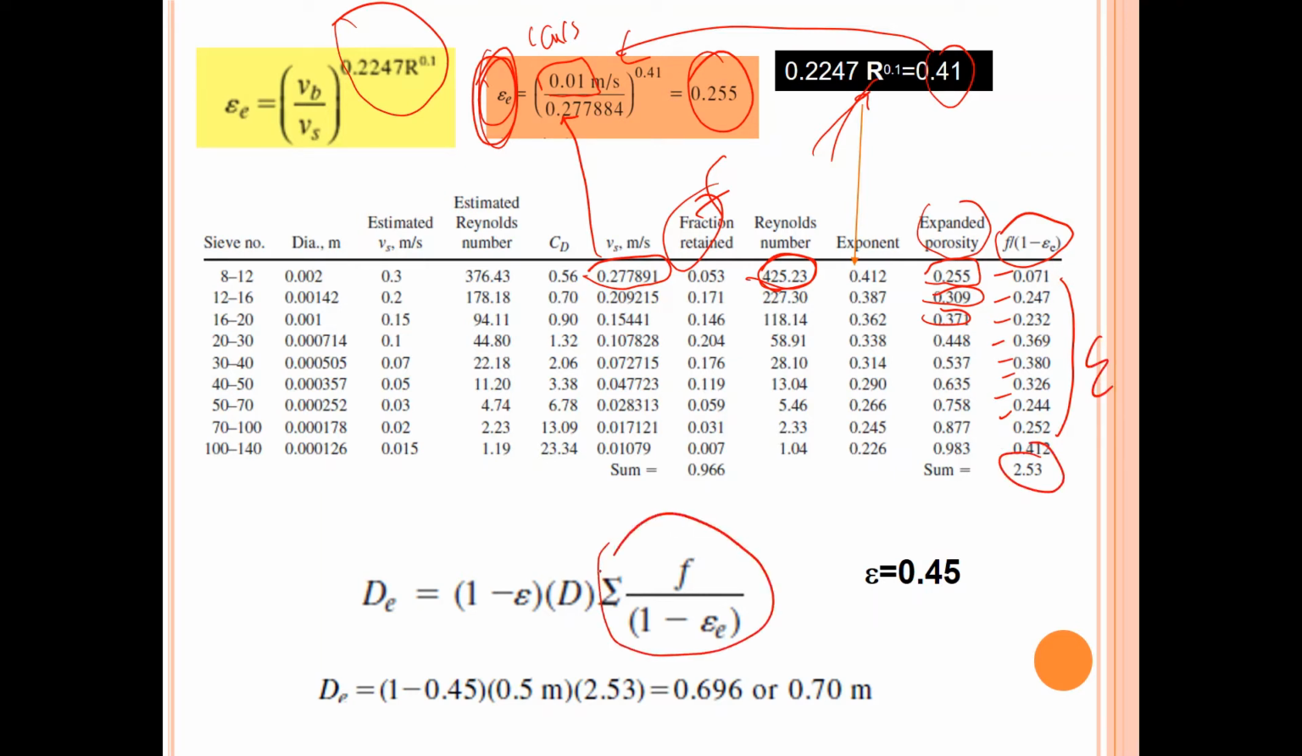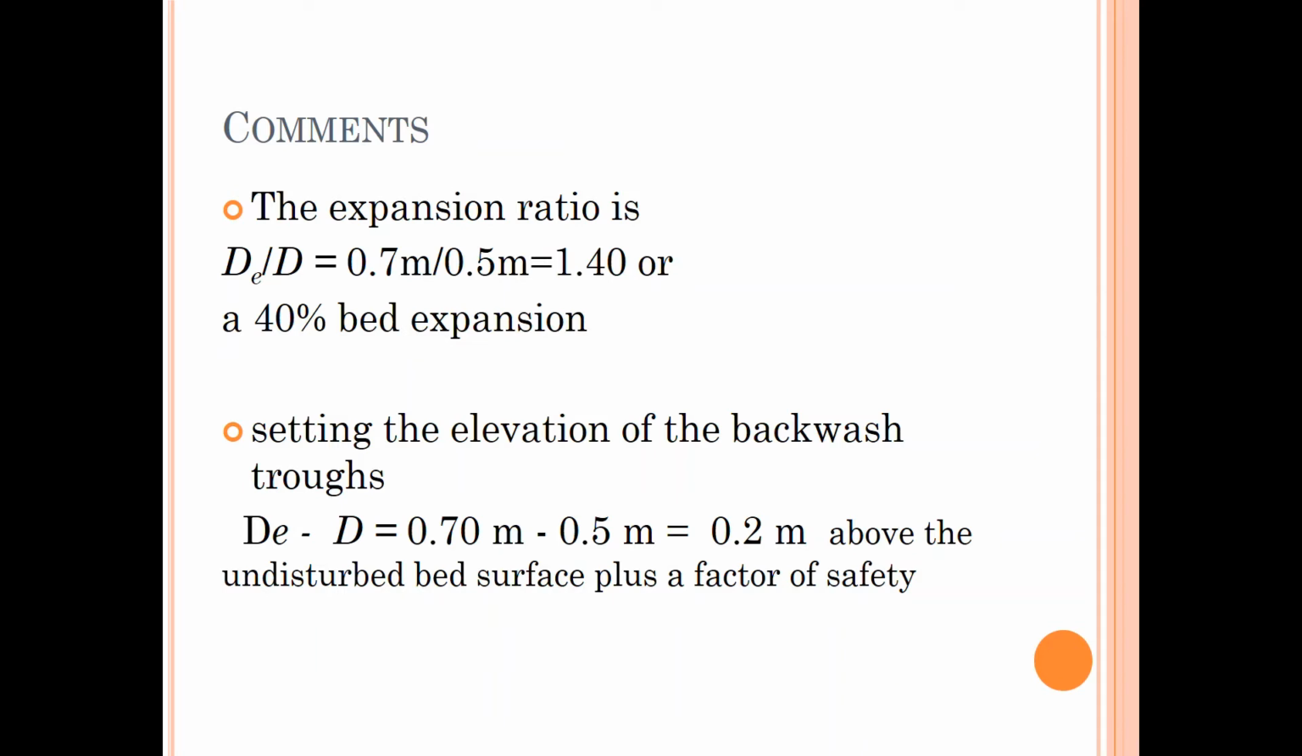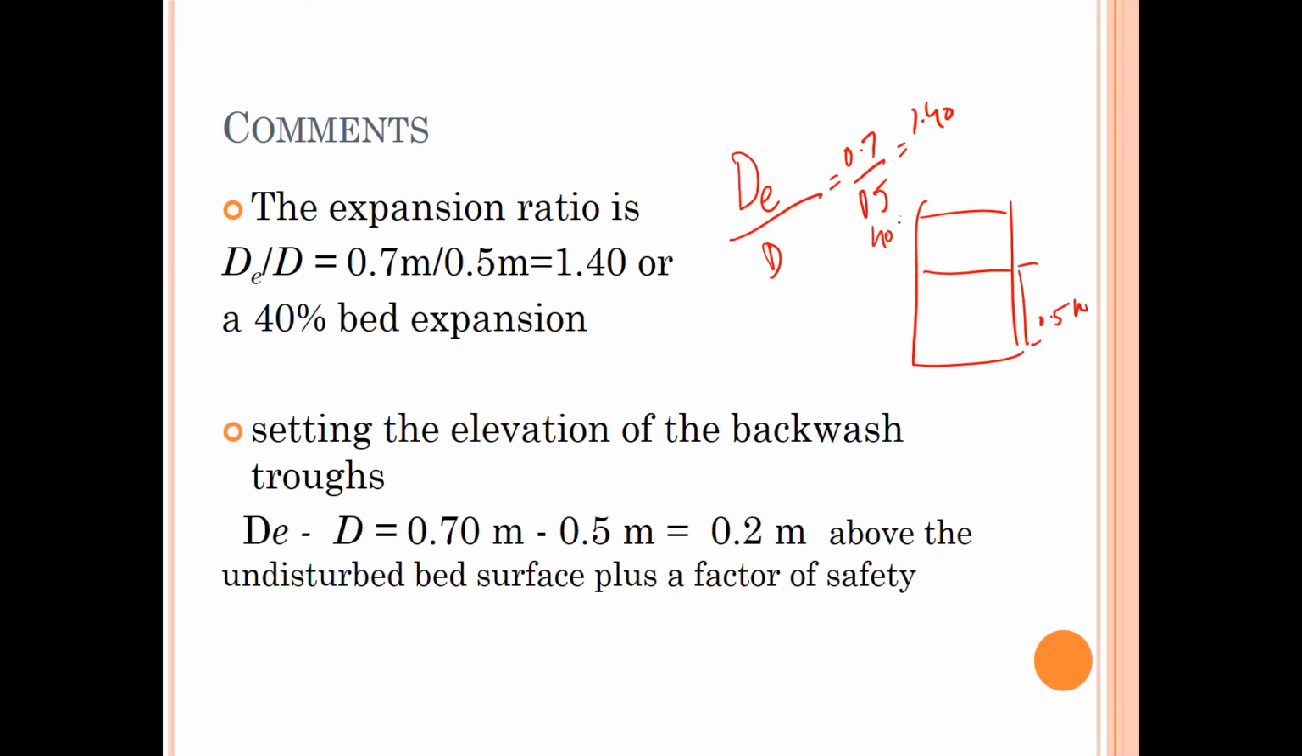This is actually this part, we can put it here. Epsilon is 0.45, depth of bed is 0.5, and this whole figure is 2.53. We can find the depth of expanded bed is 0.7 meter. Comparing the ratio between the depth of expanded bed and the depth of bed, 0.7 and 0.5, it gives 1.40. It means that if we have a depth of bed of 0.5 meter, we need 40% more to reach this 0.7 meter.